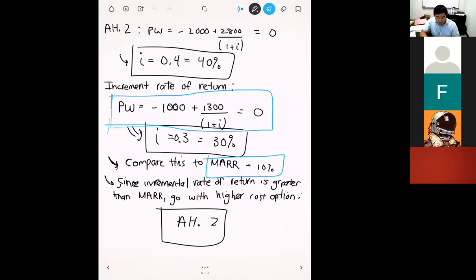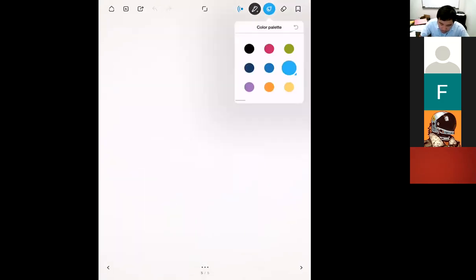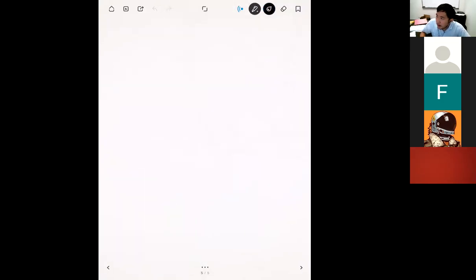Okay, let's dive a little bit deeper into why we're choosing option two in this case, even though it only gave us a 40% rate of return. The way you can think of these problems is that you have a fixed amount of money to spend.